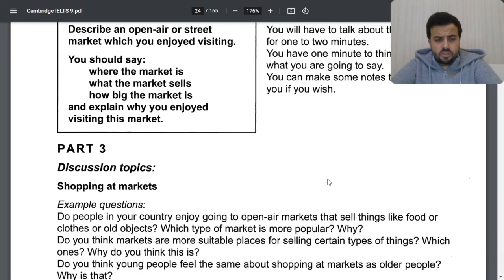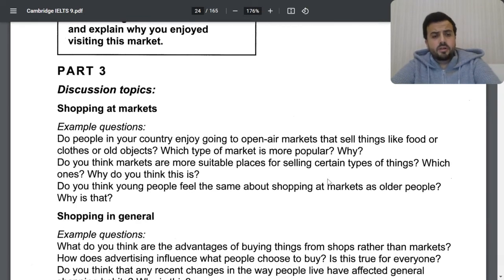Part three, discussion topics. Shopping at markets. So here we have some questions. Do people in your country enjoy going to open air markets that sell things like food or clothes or old objects? Which type of market is more popular and why? Well, like we talked about, I think that the farmers market is very popular here in Turkey because they offer fresh and affordable vegetables and fruits and many different kinds of foods.